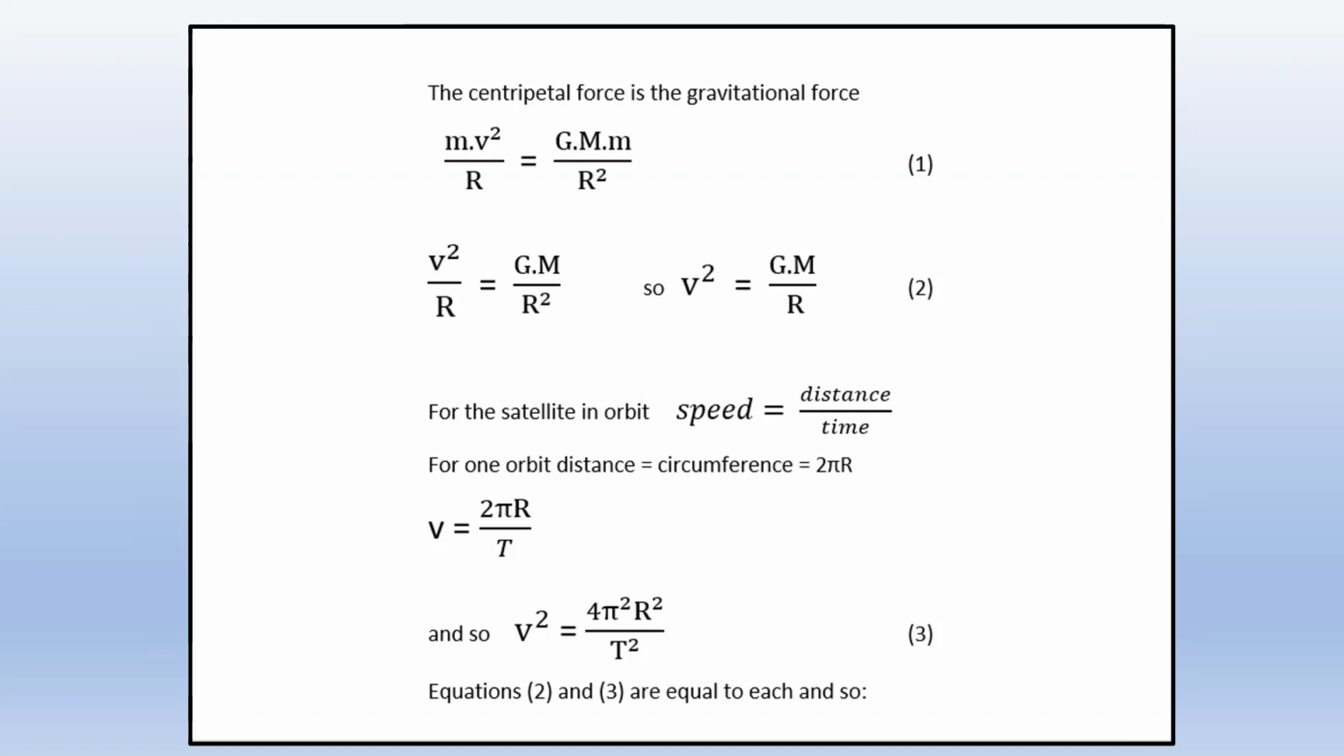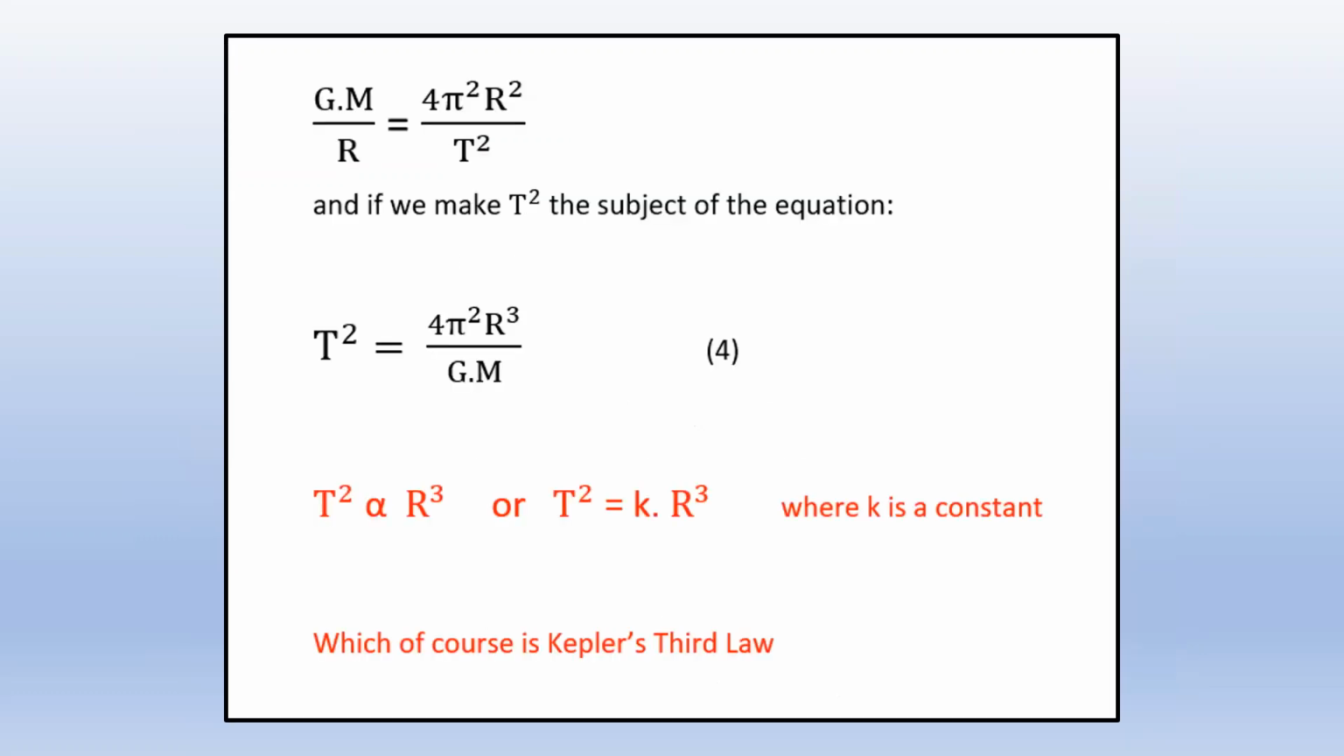Now, equation 2 gives v squared equals, and equation 3 gives v squared equals. Let's equate the two and we get the equation at the top of the page here. Let's make T squared the subject of the equation and we get equation 4. Now here, T squared is directly proportional to r cubed because after all, 4 pi squared is a constant, big G is a constant, big M is a constant.